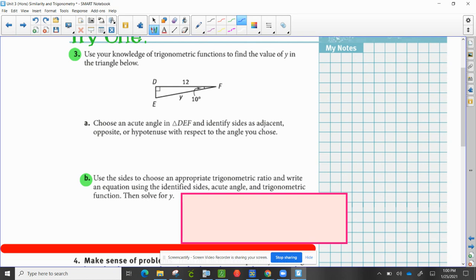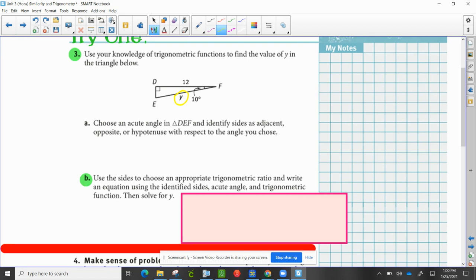Use the sides to choose an appropriate trig ratio, then write an equation, solve for y. So look at what you're given. The end goal is to figure out what the length of y is. Okay. So choose one of your acute angles, set up an appropriate trig ratio, solve for y. So go ahead and try this 3b for me right now on your own. We'll see what you get.